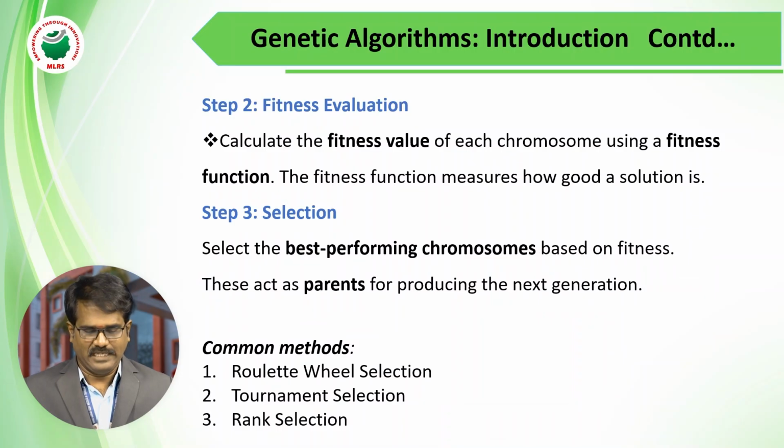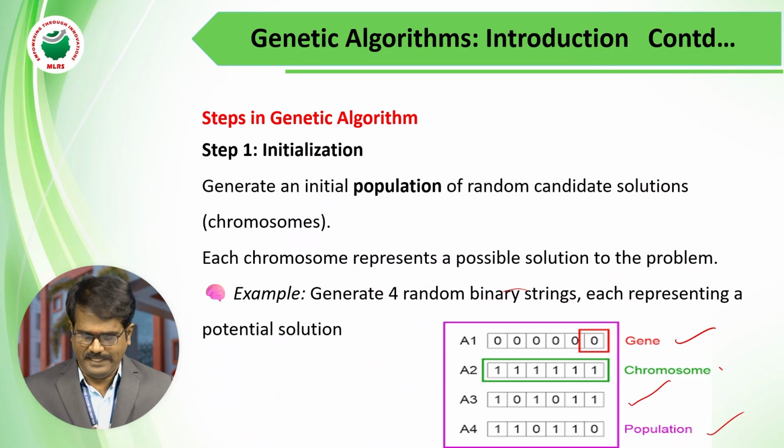Now, second step, fitness evaluation. After taking the chromosomes for generating the next solutions, we need to identify which chromosomes are good enough to generate the next generations. For that purpose, we need to calculate the measurements, how good enough these chromosomes are for the next generations. For that purpose, we calculate the fitness of each chromosome using the fitness function. Suppose here we consider four chromosomes. For each chromosome, we need to calculate the fitness value: A1, A2, A3, A4.